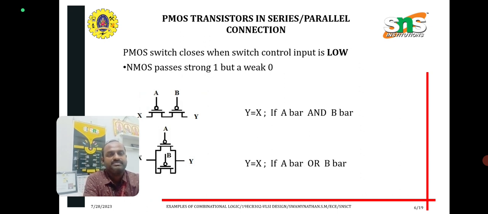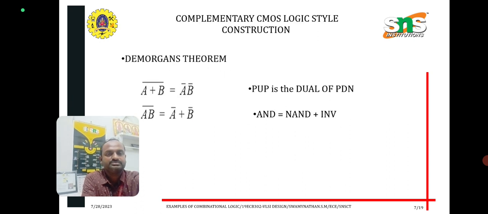And next, the same combination. If A bar and B bar, that is the PMOS logic. And if A bar or B bar, that is also the PMOS logic. PMOS and NMOS both work in the low condition, that is, the input is 0. So the bubble means the input is 0. Next, the combinational logic function is based on De Morgan's theorem.